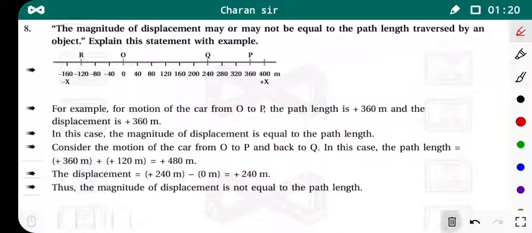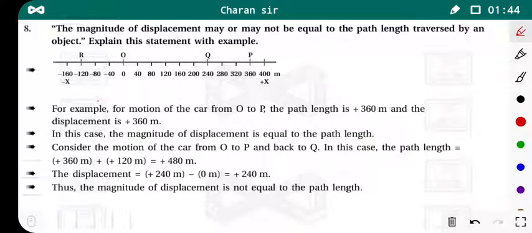Now today in this video we try to understand this statement, the magnitude of displacement may or may not be equal to the path length. It is not necessary that the displacement value is always equal to the path length value of the object. It may be equal or not be equal. So for that we consider one example.